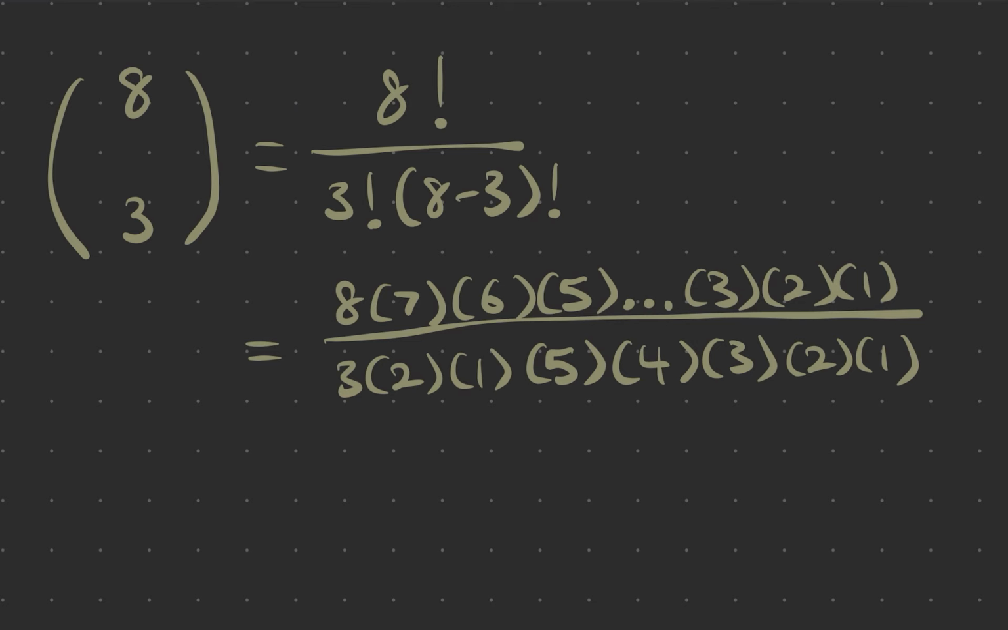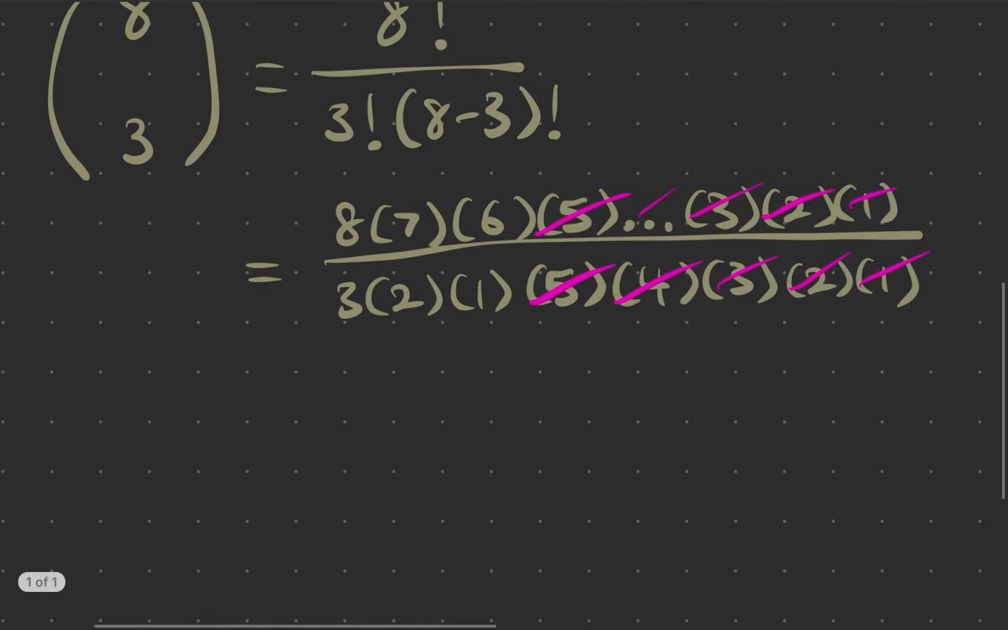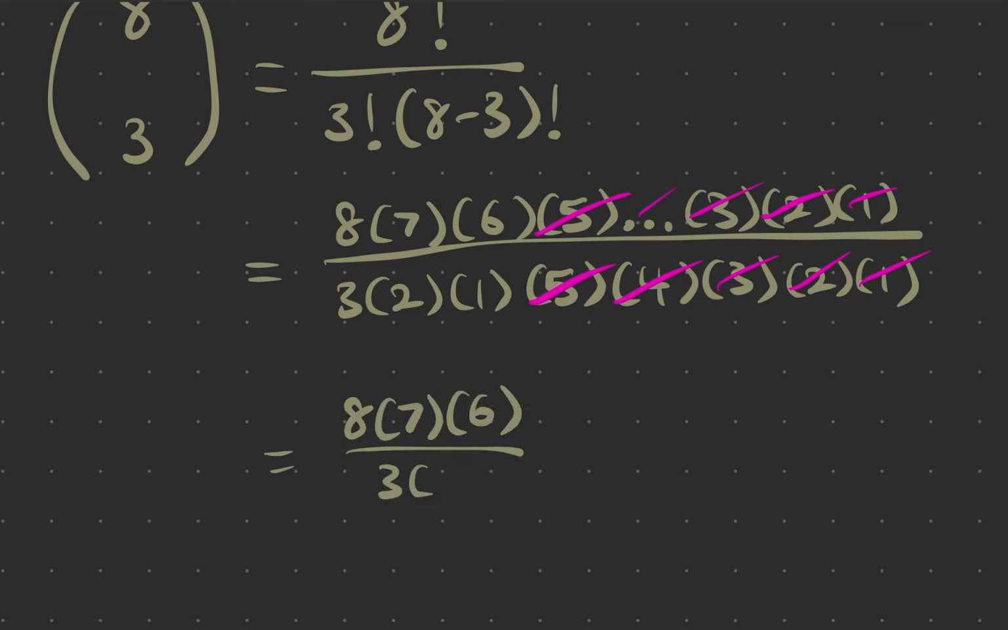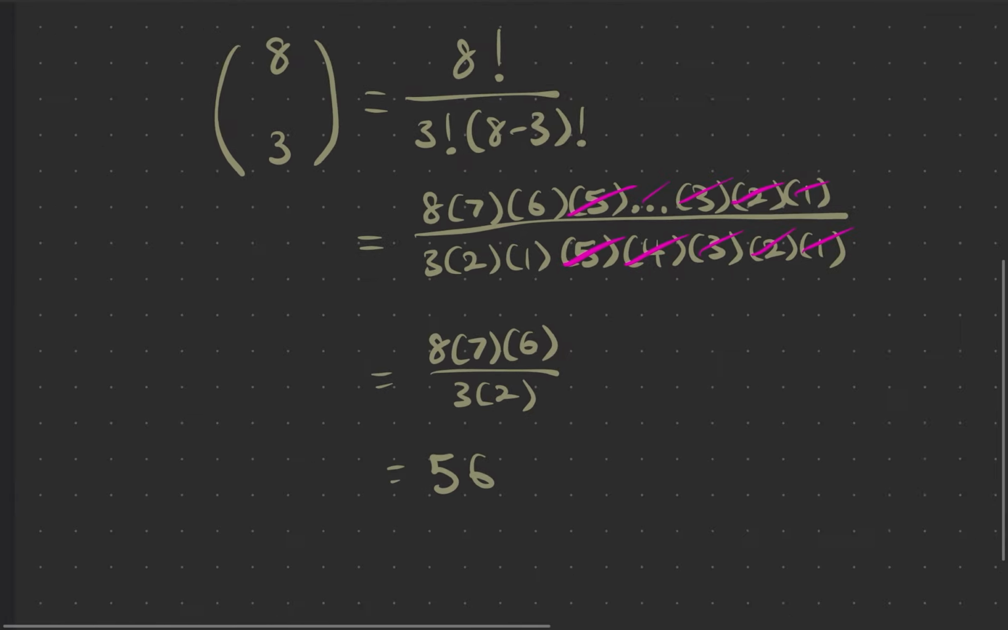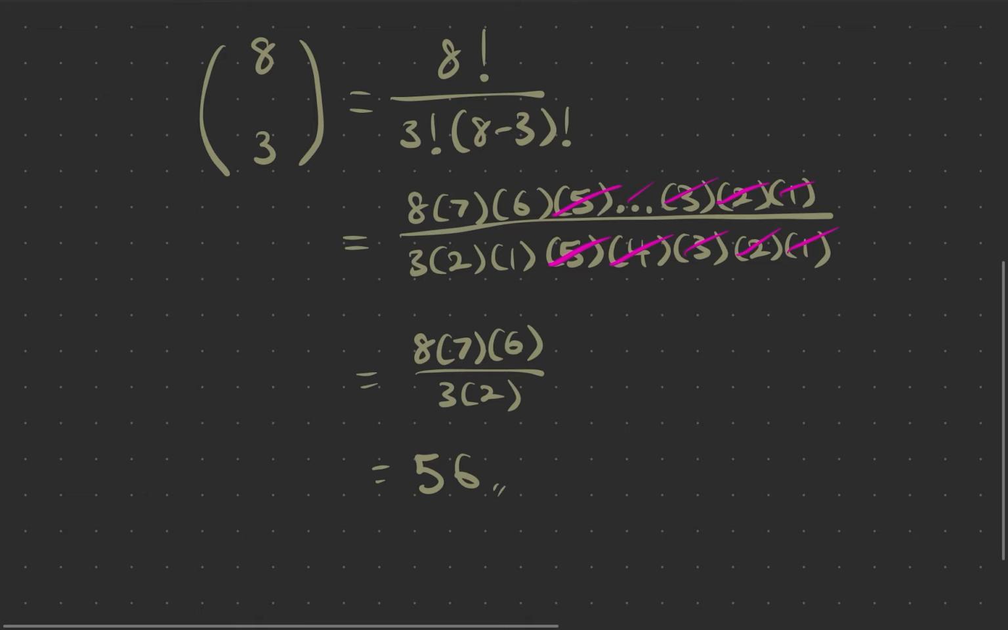So 5 is here, so I'm just gonna cancel that out. 4 is somewhere in between there. Just gonna cancel all these terms out. So I end up getting 8 times 7 times 6 over 3 times 2. So we just work it out and you get 56. 8 choose 3 is 56.